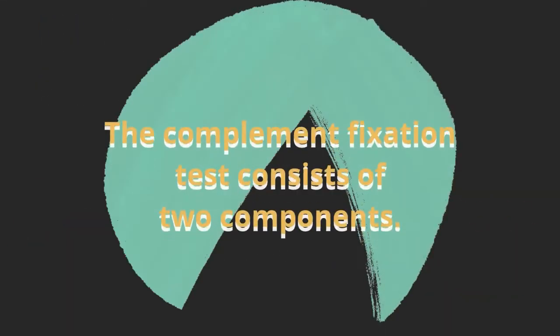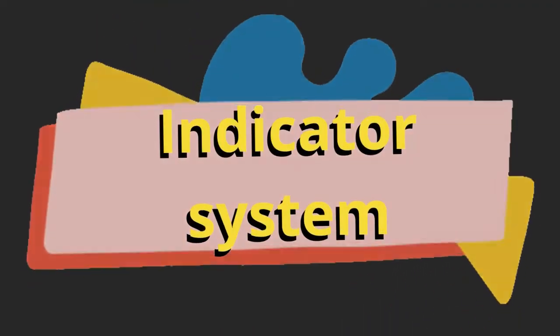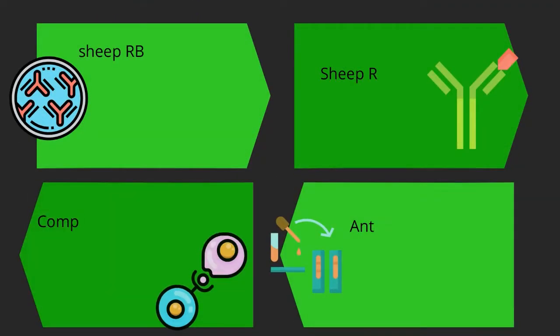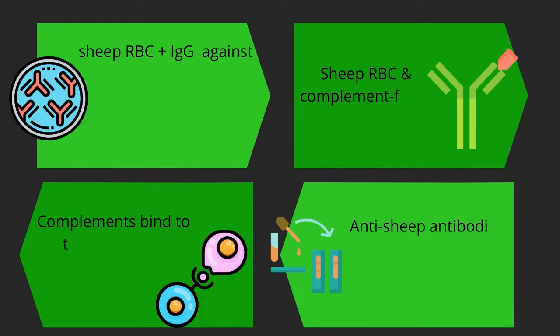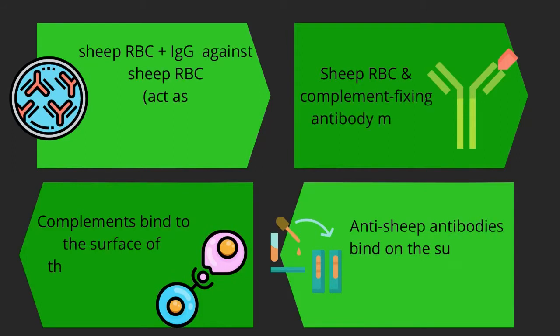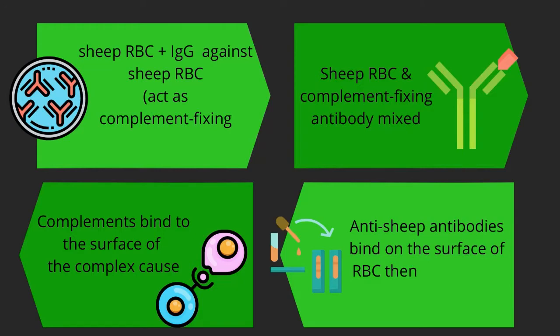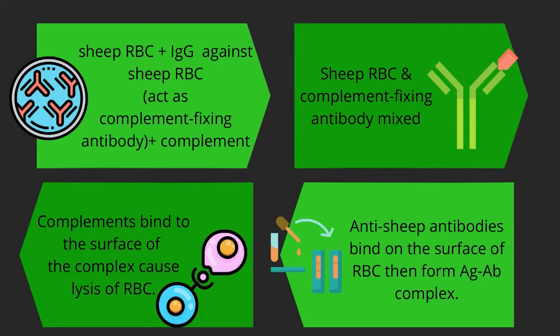The fixation test consists of two components. The first component is an indicator system that uses sheep RBC cells combined with complement-fixing antibodies such as immunoglobulin G, produced against the sheep RBC, and then added with complement. When all of these elements are mixed, the anti-sheep antibody will bind on the surface of the RBC cells. Then complement binds to this antigen-antibody complex and will cause the RBC cell to lyse.